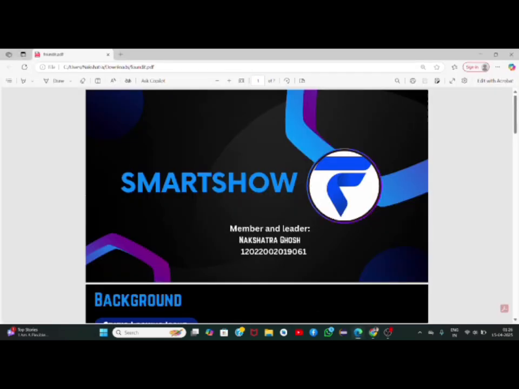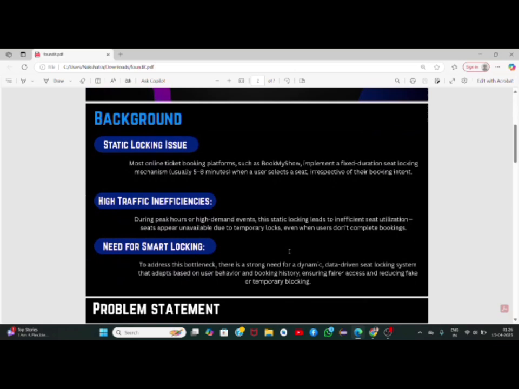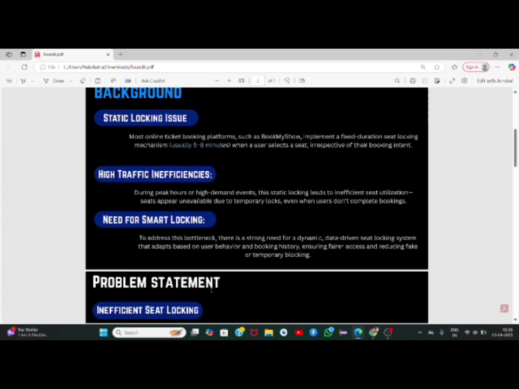Let's go to the PPT and present. As I've said, there are three backgrounds. Static locking issue: BookMyShow has a mechanism which locks the seat for 5 to 8 minutes. High traffic inefficiency and need for smart locking. And this is the solution which I have proposed. The need for smart locking: to address this bottleneck, there is a strong need for dynamic, data-driven seat locking that adapts based on user behavior and booking history, ensures fair access and reduces fake or temporary blocking.